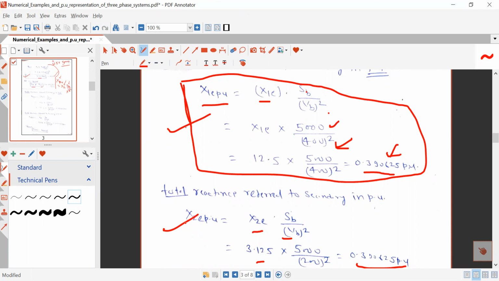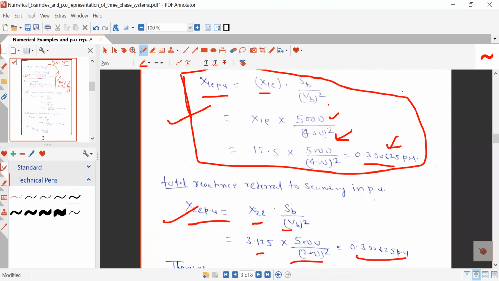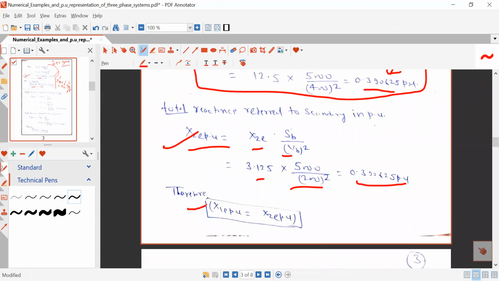So it is clear from these two equations, X1E per unit is 0.390625, and X2E per unit is also 0.390625. So you can see here the total reactance referred to the primary and the total leakage reactance referred to the secondary, these two values are equal to each other. So this is the advantage of per unit representation.